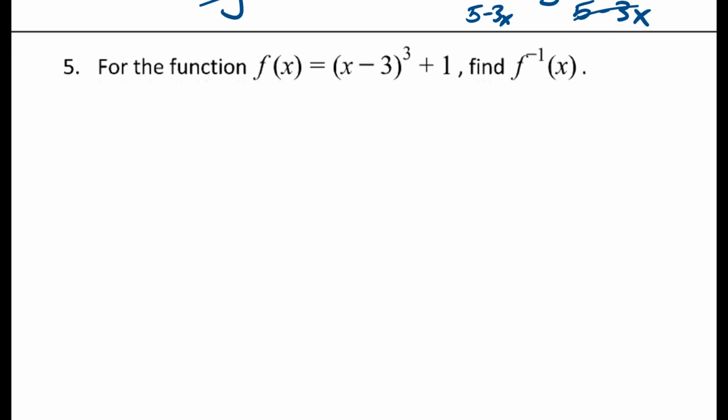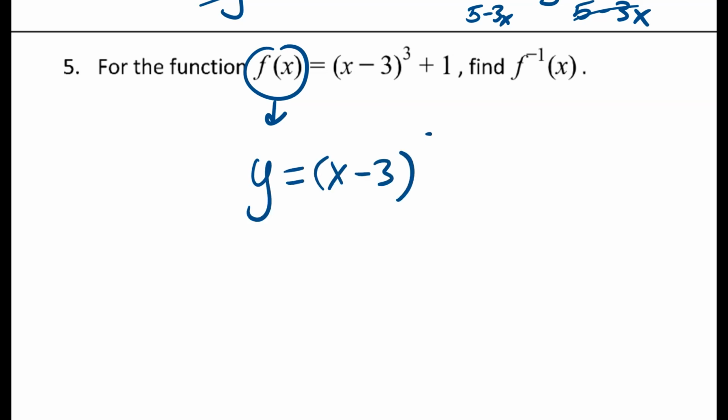So if you think you have an idea of what we're doing here, I encourage you to stop this video right now, do it yourself, and then come back to see if you got the correct answer. I'm going to do the same thing. I'm going to change it to y equals, and then to find the inverse, I'm going to swap x and y. So instead of y equals, it's x equals, and there's a y minus 3 there instead of an x minus 3.